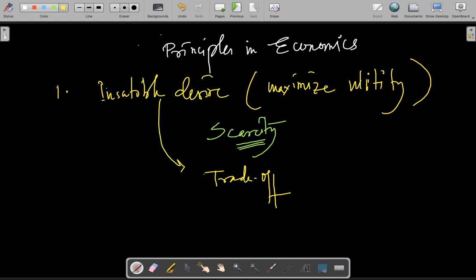So here is the thing: you have scarcity, you have desire, and you have a trade-off between these two. Now, say for example, suppose in a month's time Valentine's Day is coming, right? And some of you might have a boyfriend or a girlfriend and you want to gift him or her something very nice. Now you have limited money.